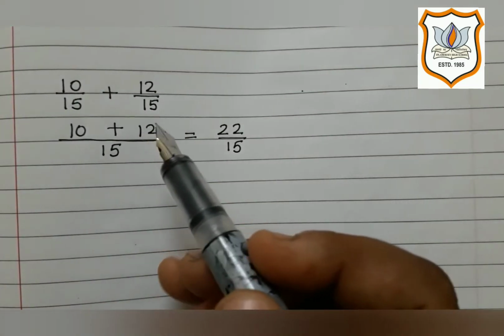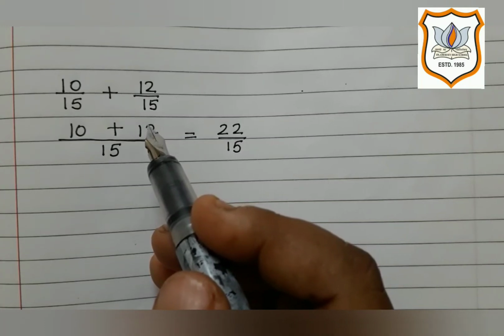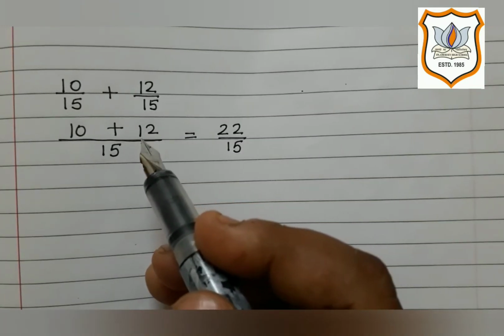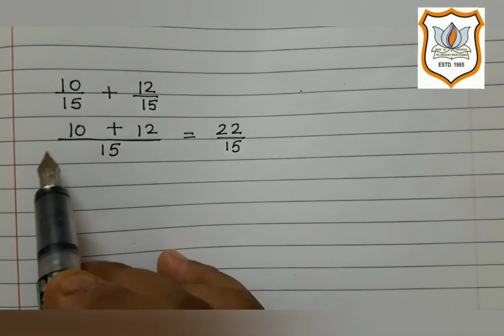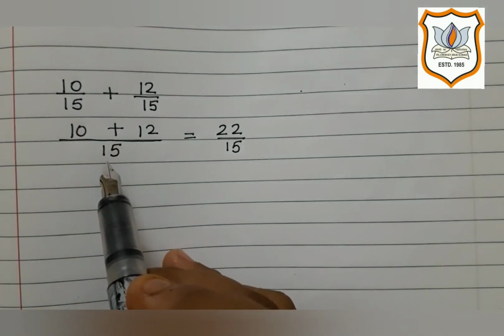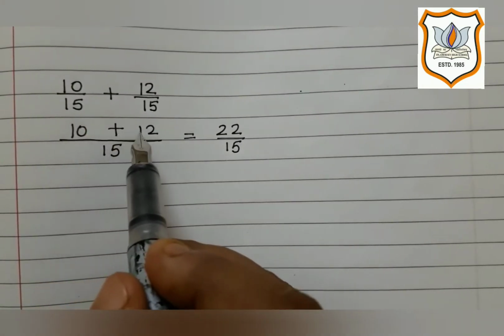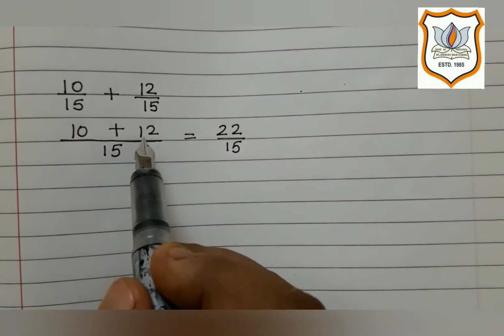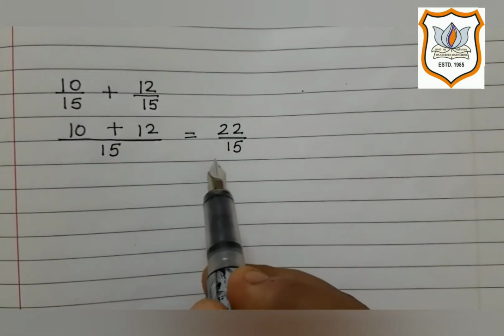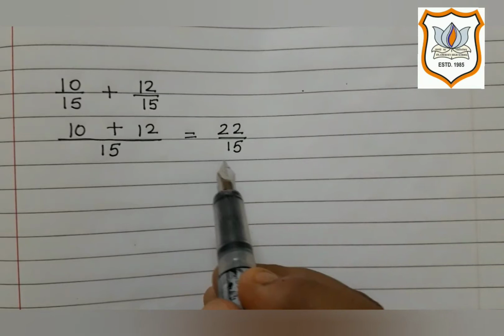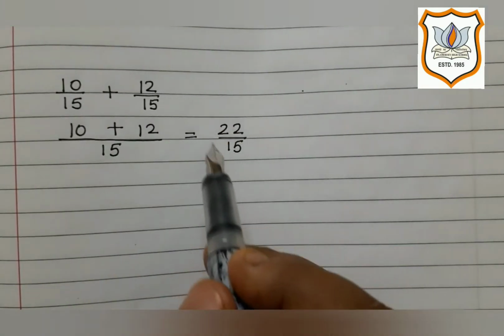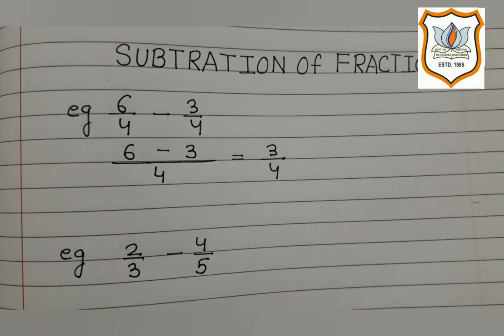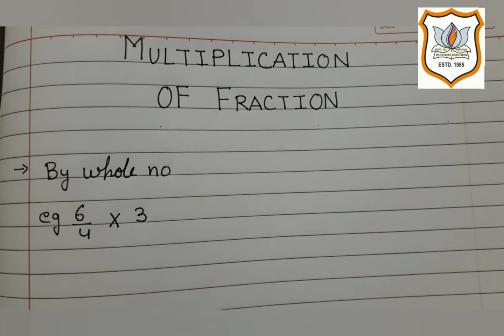As they have become like fractions, we will solve them as we have solved the previous example of fractions with like denominators. Just write 15 under the fraction line and then write 10 plus 12 above the fraction line. So 10 plus 12 is equal to 22 and then comes 15. Now the fraction will become 22 upon 15 and this will be the answer. Students, subtraction of fractions will be done the same as addition, the only difference is that in place of addition you have to do subtraction. Our next topic is multiplication of fractions.